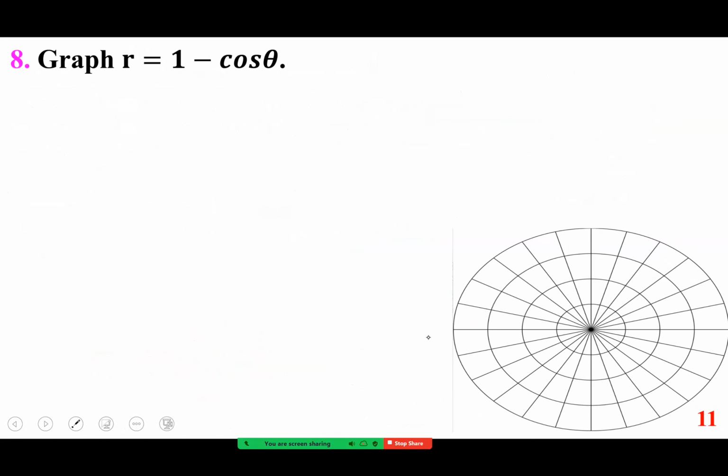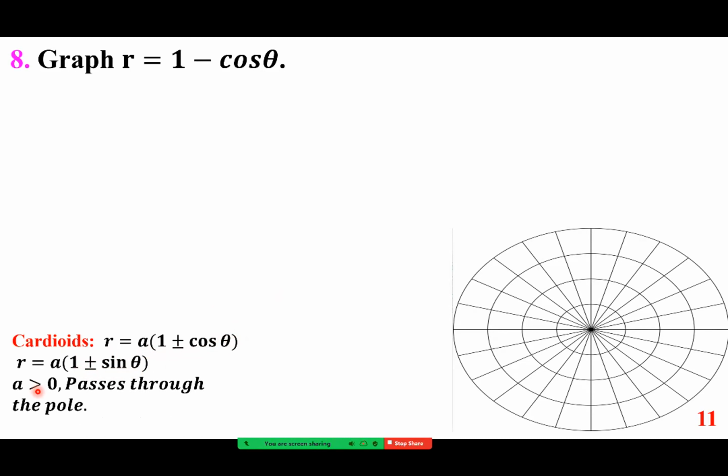We want to graph r equals 1 minus cosine theta, and there are different ways to approach it. You can basically plug in and do the math, but a couple of things I want to explain. A cardioid is in the form of r equals a times 1 plus or minus cosine theta, or 1 plus or minus sine theta. That's the shape. It almost looks like a heart. A is positive and it passes through the pole. So that gives you an idea.